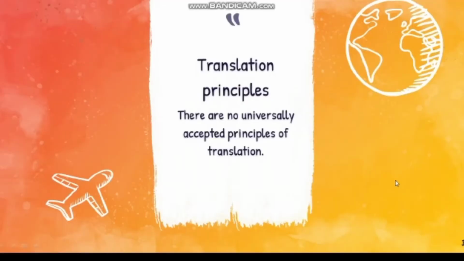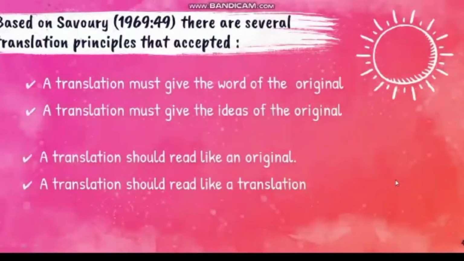My name is Nurwasi Ani, and I want to explain about translation principles. There are no universally accepted principles of translation because the only people who are qualified to formulate them have never agreed among themselves, but have so often and for so long contradicted each other that they have bequeathed to us a volume of confused talks such as the following. Based on Savory, there are several translation principles that are accepted.